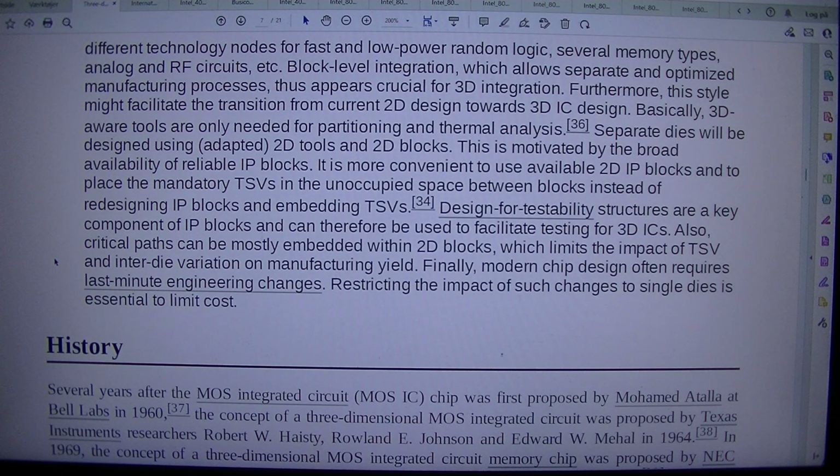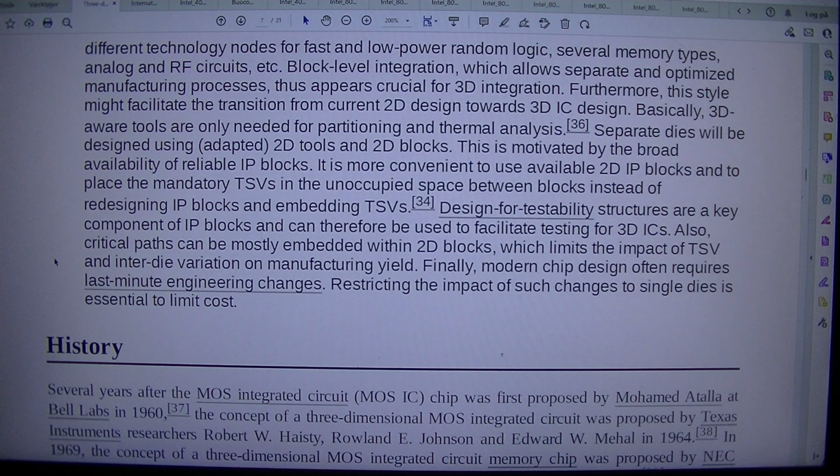Design for testability. Structures are a key component of IP blocks and can therefore be used to facilitate testing for 3D ICs. Also, critical paths can be mostly embedded within 2D blocks, which limits the impact of TSV and inter-die variation on manufacturing yield. Finally, modern chip design often requires last-minute engineering changes. Restricting the impact of such changes to single dies is essential to limit cost.